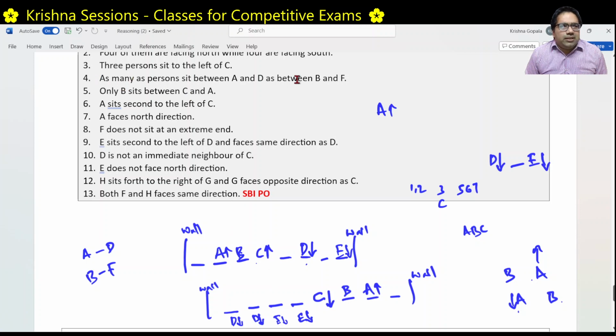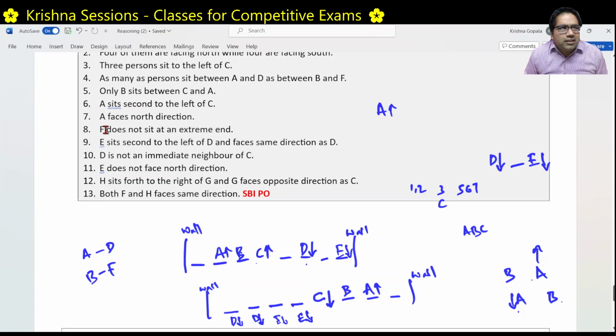Now let's look at this fourth statement again, because there also we had discussed something about D. Let's see if that is useful now. As many persons sit between A and D as between B and F. The number of people between A and D should be equal to the number of people between B and F. So right now, is it possible? I think that is not possible. I think there was some discussion about F also. Where was that? F does not sit at the extreme end.